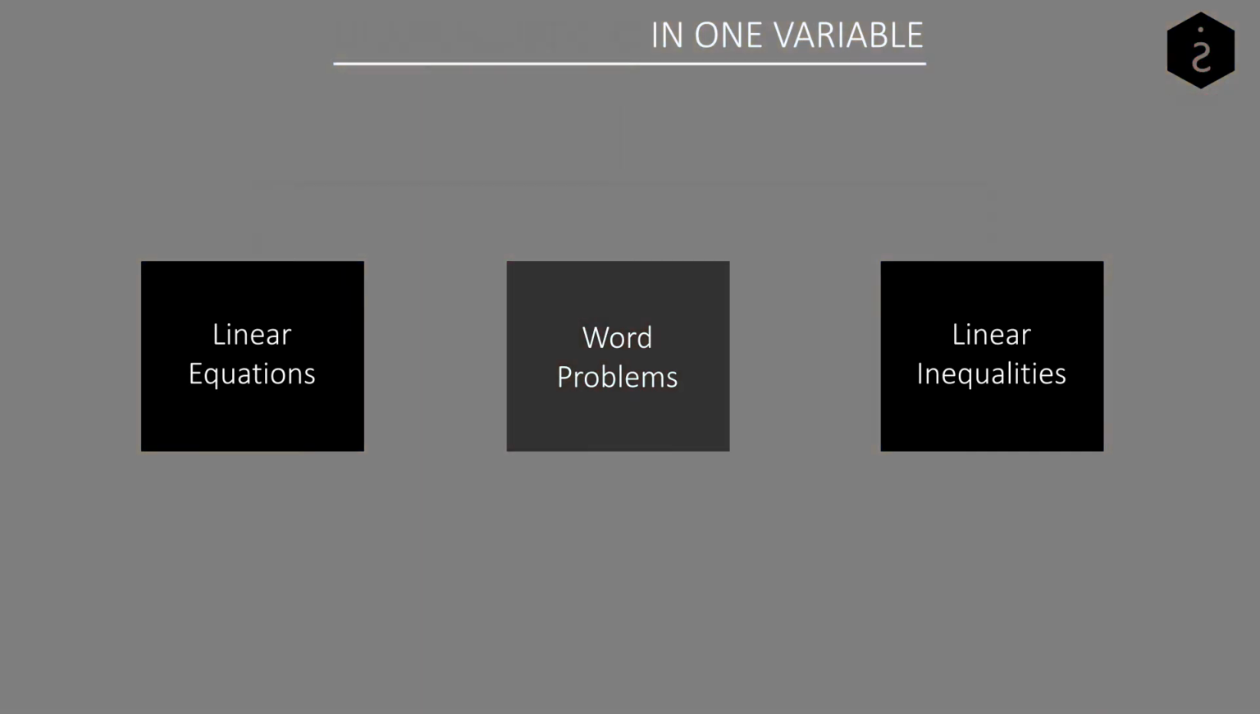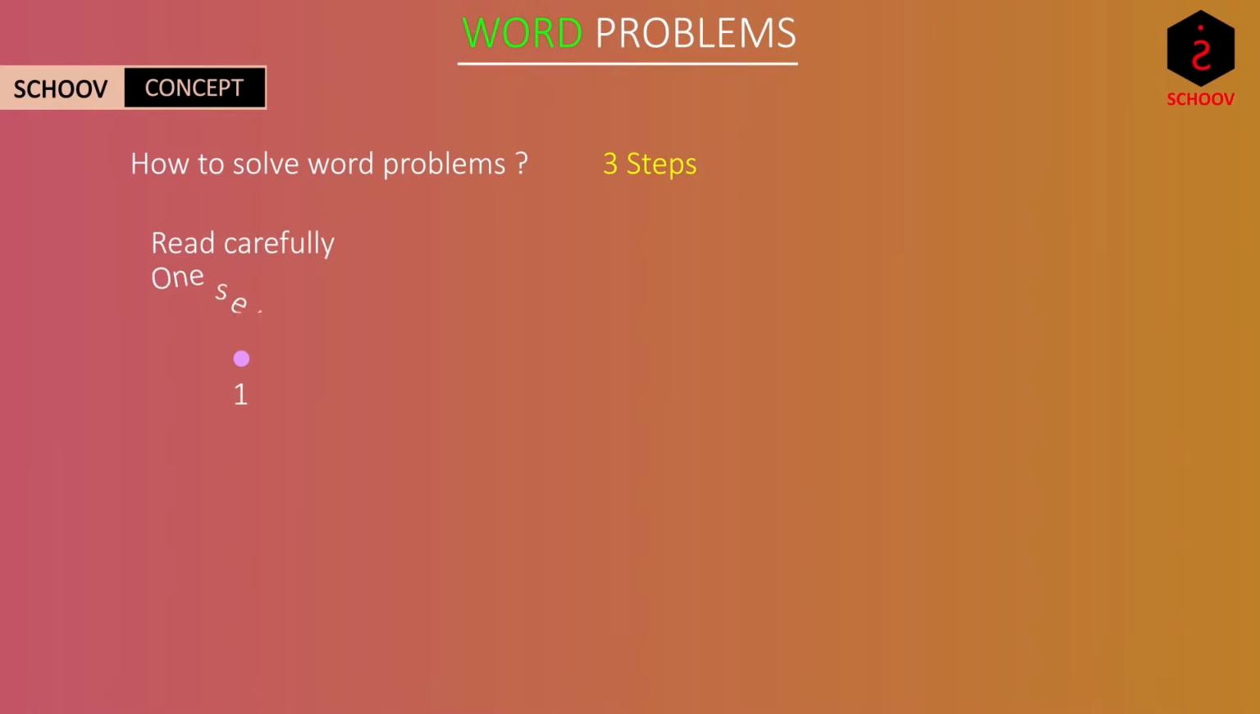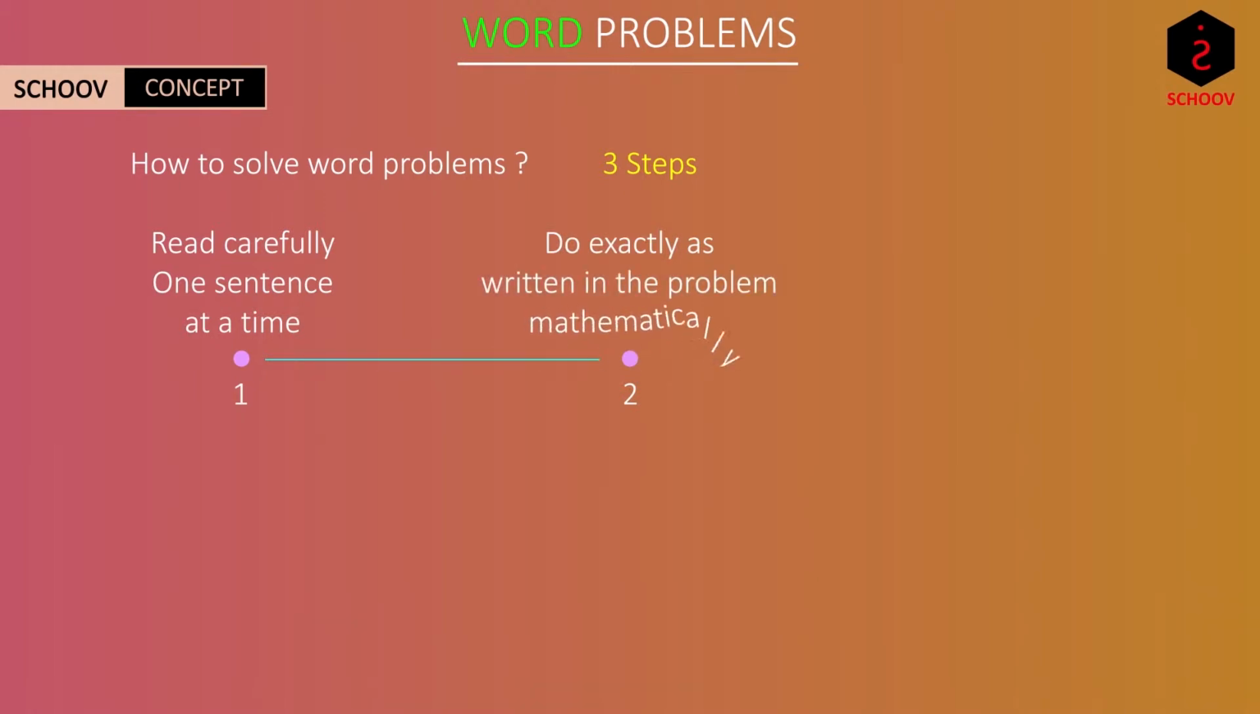Take a look. So how to solve word problems? Follow 3 steps. Number 1, read the problem carefully, one sentence at a time. Then number 2, do exactly as written in the problem but mathematically to convert the problem to an equation. And number 3, and the easiest part, solve the equation. So that's it. That's the concept.